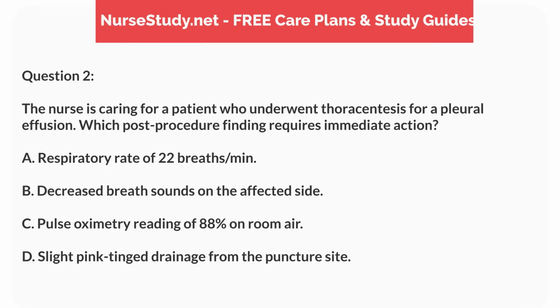Question 2. The nurse is caring for a patient who underwent thoracentesis for a pleural effusion. Which post-procedure finding requires immediate action? A. Respiratory rate of 22 breaths per minute. B. Decreased breath sounds on the affected side. C. Pulse oximetry reading of 88% on room air. D. Slight pink tinge drainage from the puncture site.